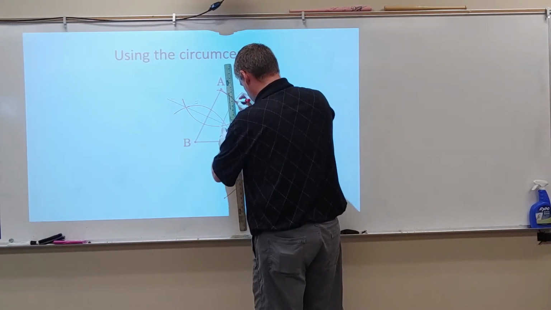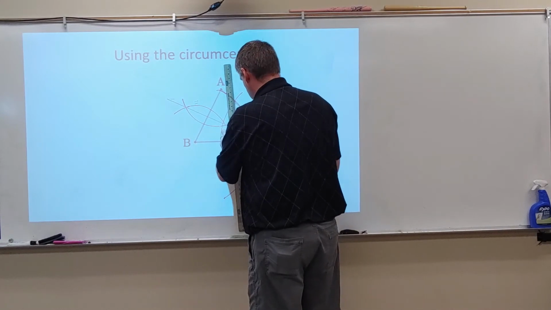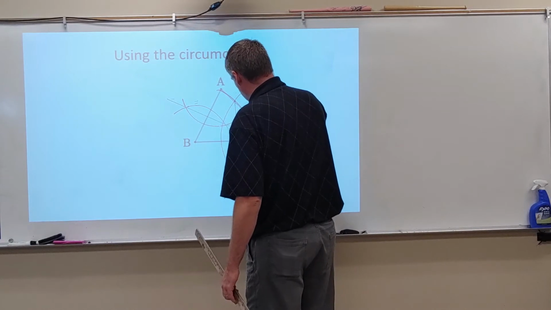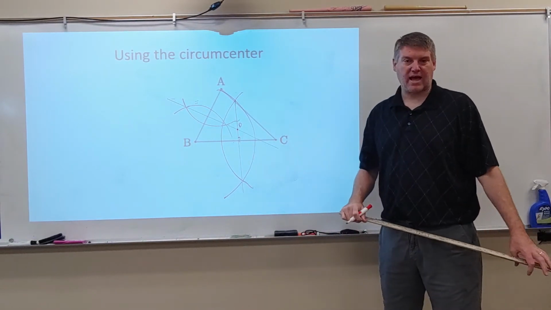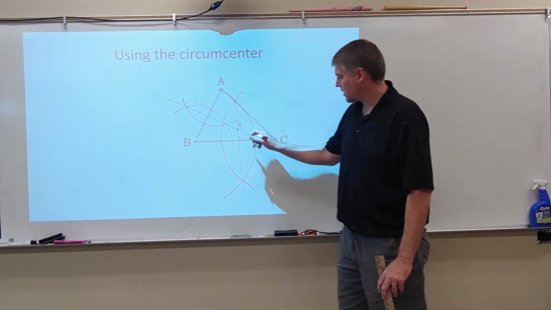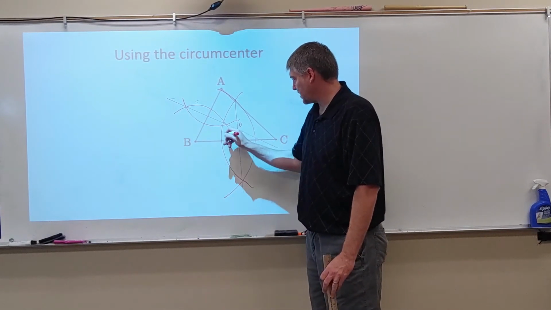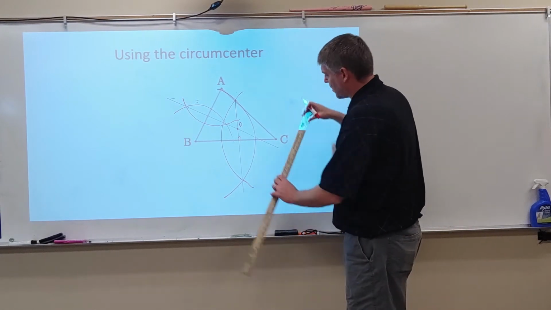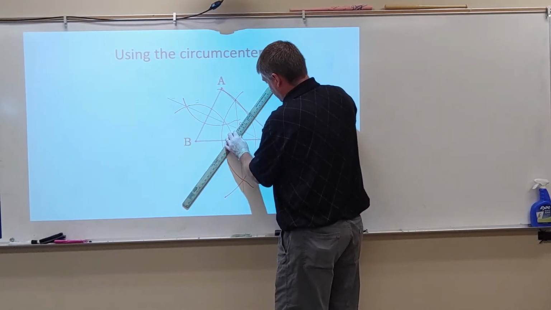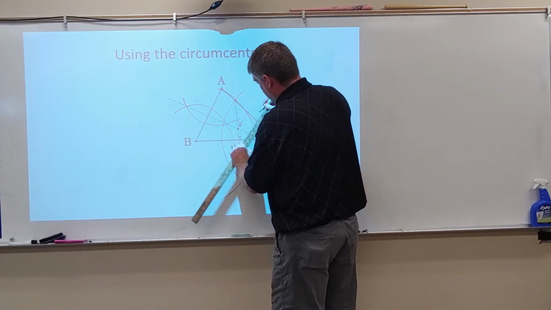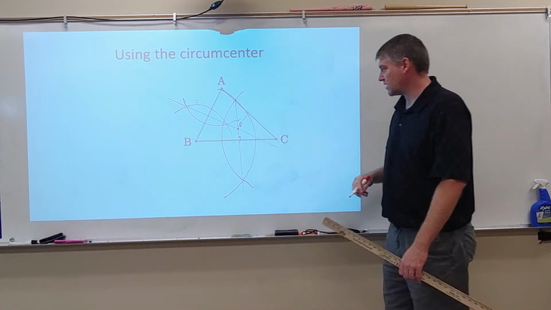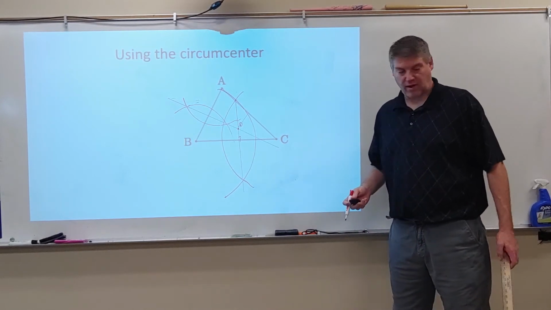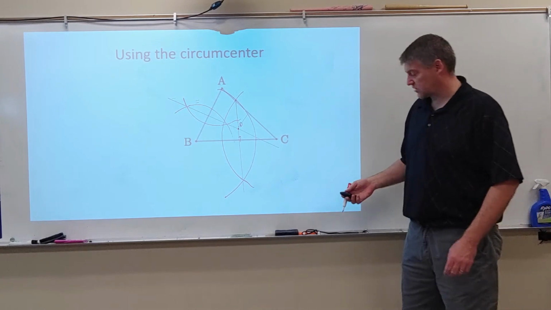This might be a little off, but there is my point D where I'd want to have my fire station. The distances BD, AD, and CD are going to be the same. If I come in here, this should match up, and that should be my perpendicular bisector for AC. It works a little bit better if you have a compass and a straight edge.